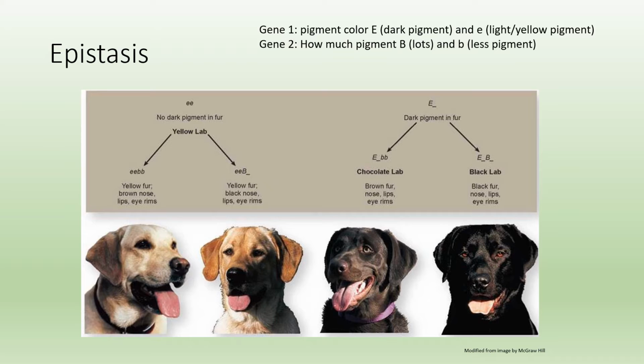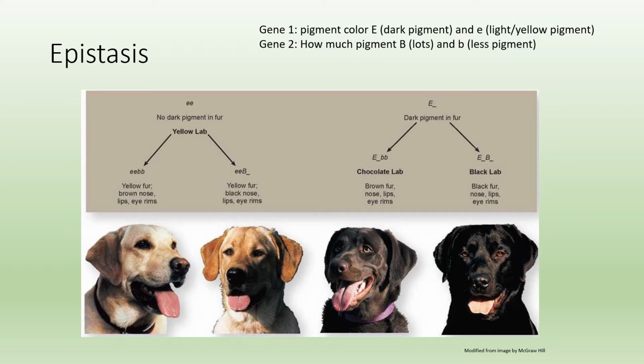So the dark pigment is dominant over the light colored pigment. So if a Labrador has the dark pigment allele, they're going to be either chocolate or black. If they are homozygous for the recessive allele, 2 copies of the recessive allele, they're going to be either very pale yellow or yellow, kind of on the golden end of yellow.